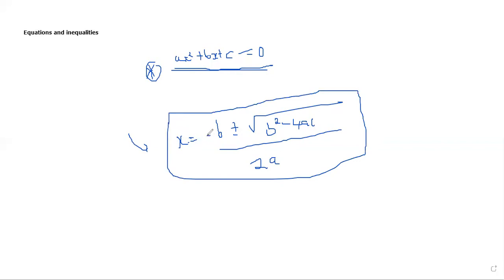You must know this, it's very important. It's x equals negative b plus or minus the square root of b squared minus 4ac, all over 2a. Now, this b squared minus 4ac should be greater than or equal to 0 for the roots to be real.